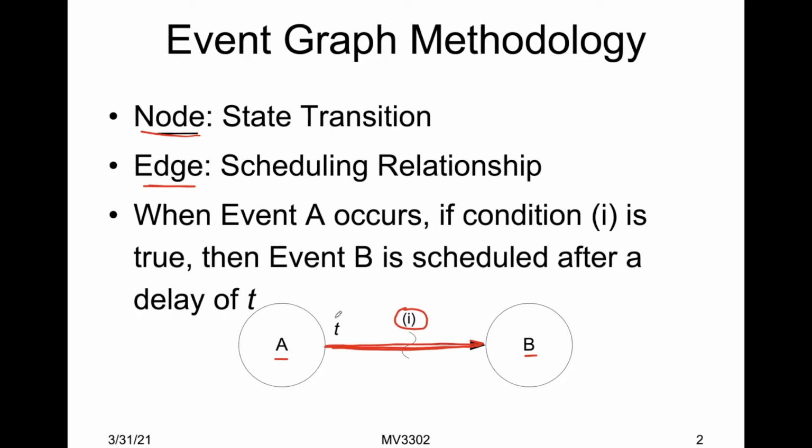Now, the second attribute of the edge is this value T. What T is, is the delay from when event A occurred until when event B occurs. Okay, so that's an important thing to remember. In other words, when A occurs, assuming this condition is true, then event B is going to get scheduled T time units later, not at time T, but T time units from right now.